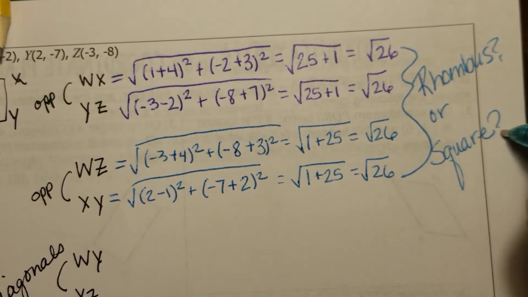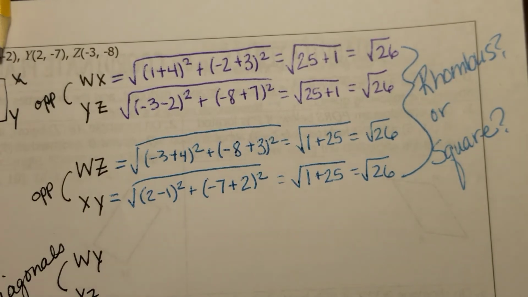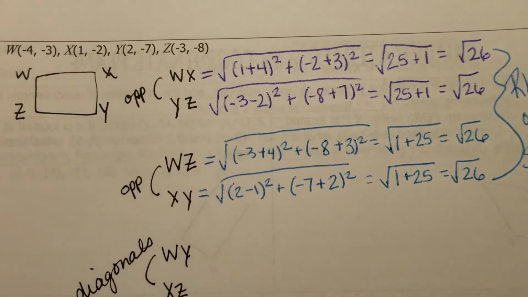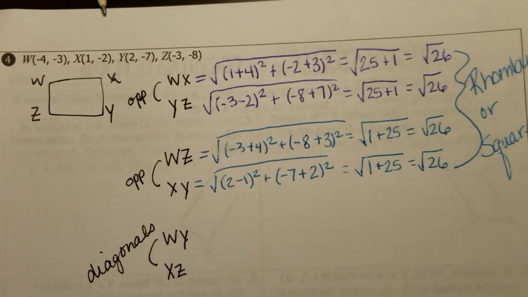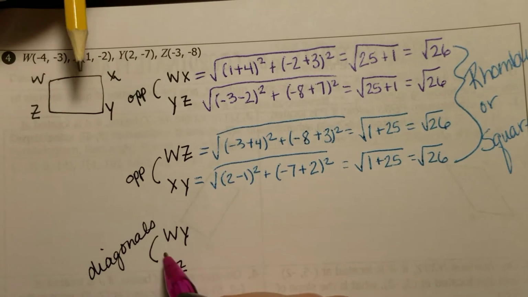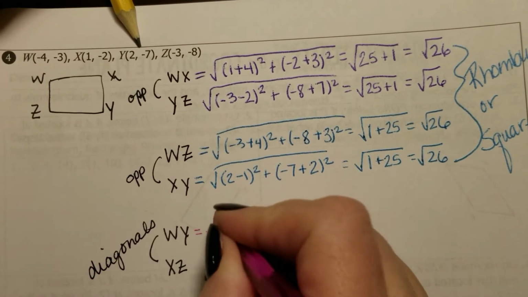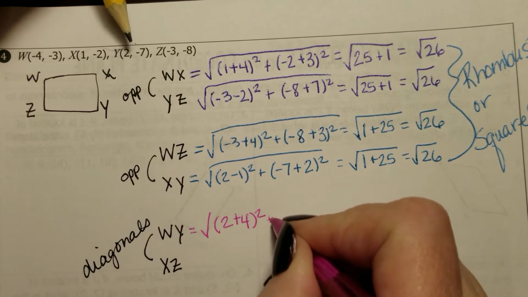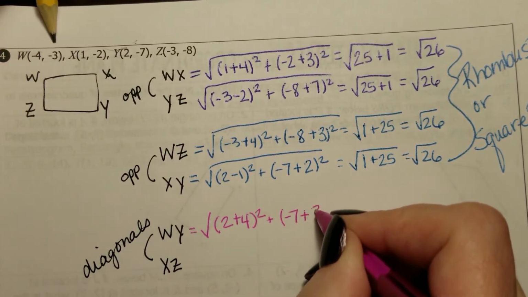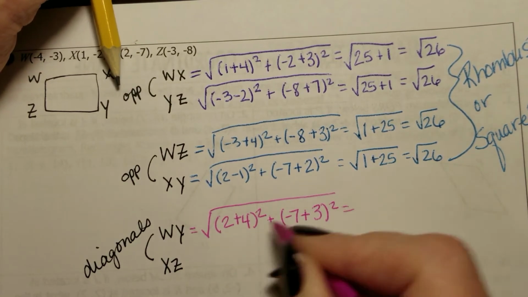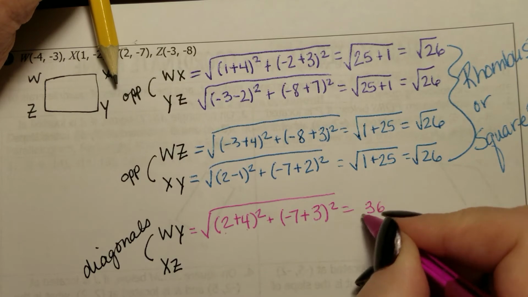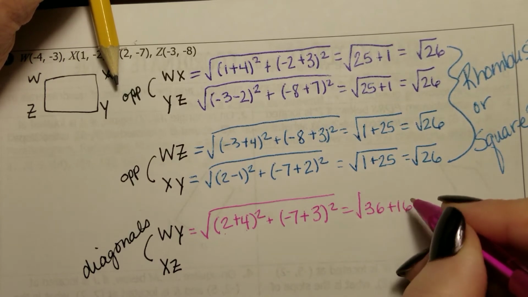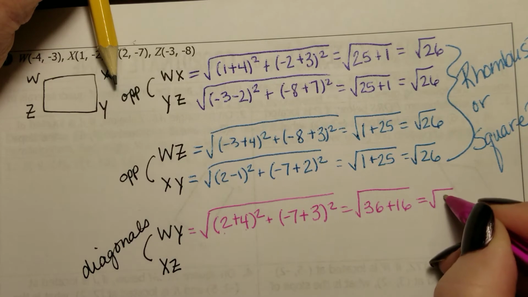To know whether it is a rhombus or a square, we're going to have to find the diagonals. So let's take a look at these diagonals here. Let me show you the points. There, maybe we can see more of it. All right, so we're going to do WY. So I'm going to take the square root of 2 minus negative 4 squared plus negative 7 minus negative 3 squared. 2 plus 4 is 6. 6 squared is 36. Negative 7 plus 3 is negative 4. Negative 4 squared is 16. When you take 36 and 16, you get the square root of 52.